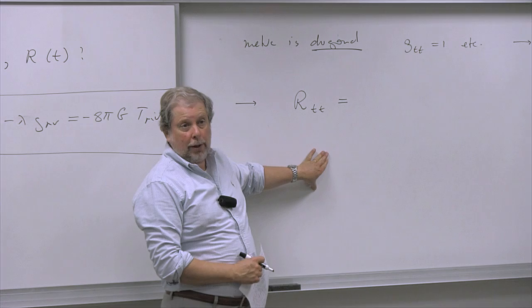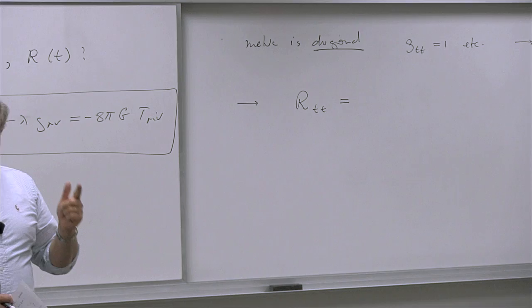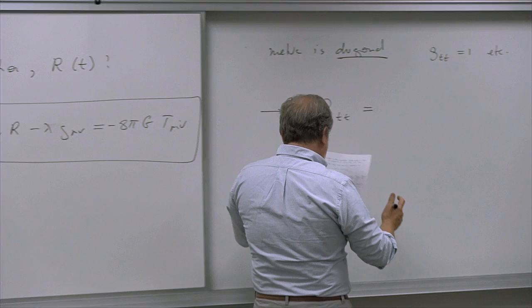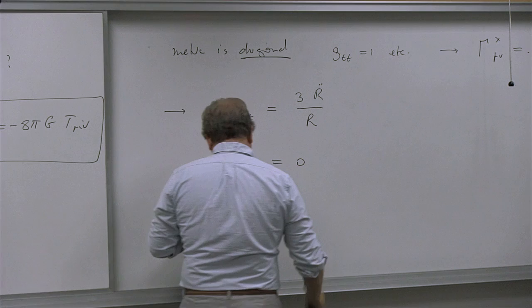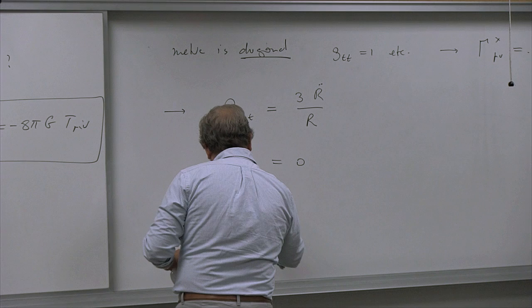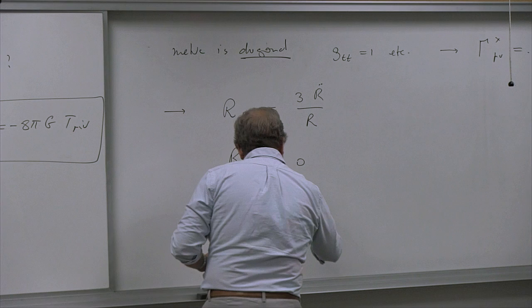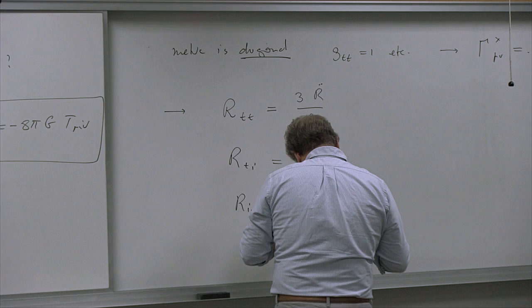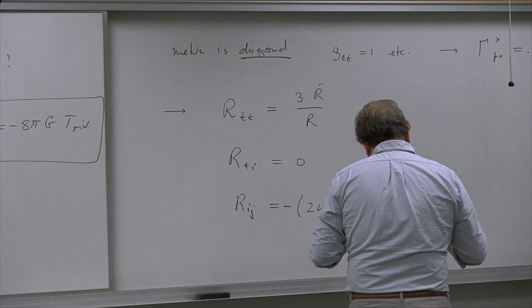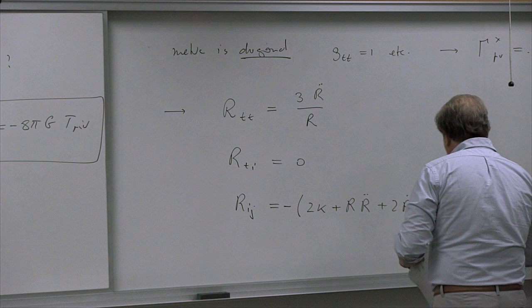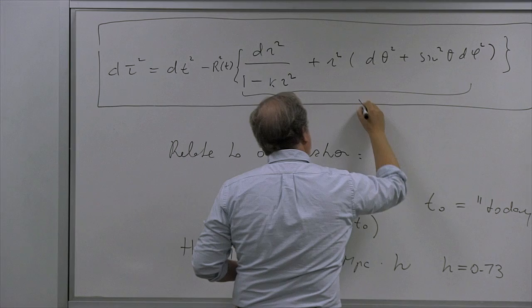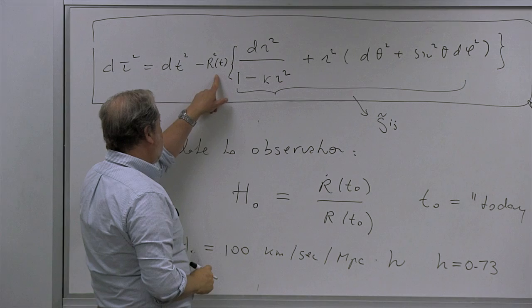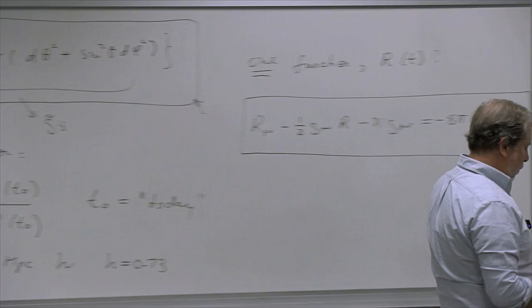So there are only four components which are non-zero: R tt, R rr, R theta theta, and R phi phi. The R tt part is simply 3 times R double dot divided by R. As I said, R ti, which is an off-diagonal component, is 0. And R ij is equal to minus (R R double dot plus 2R dot squared plus 2k) times G tilde ij, where G tilde ij is the part you get from the curly bracket. So it's the spatial parts of the metric, but with the scale factor taken out.